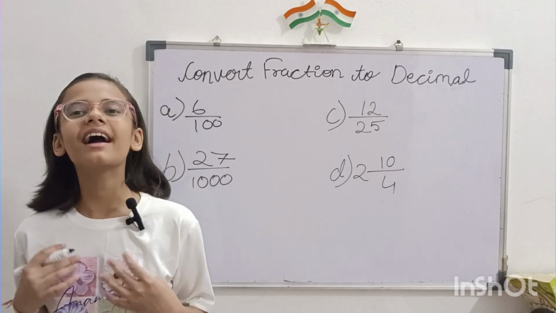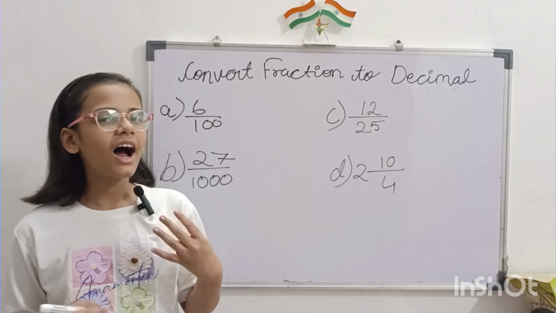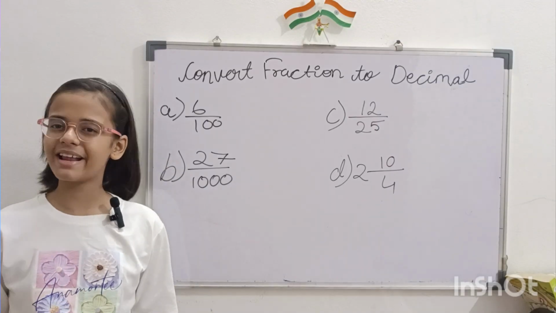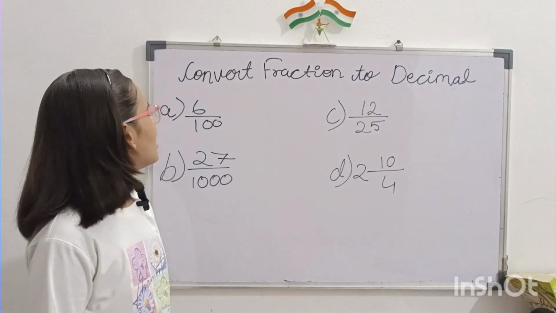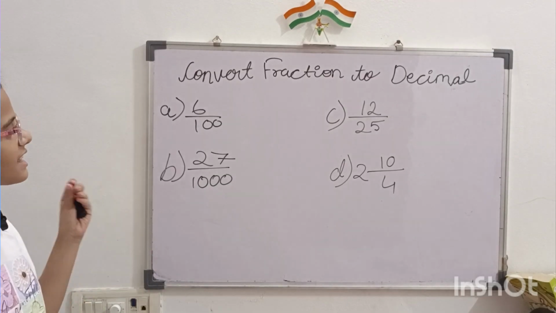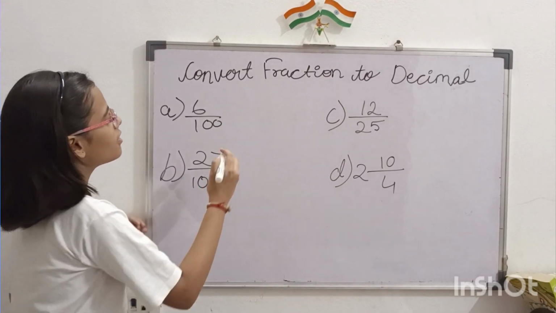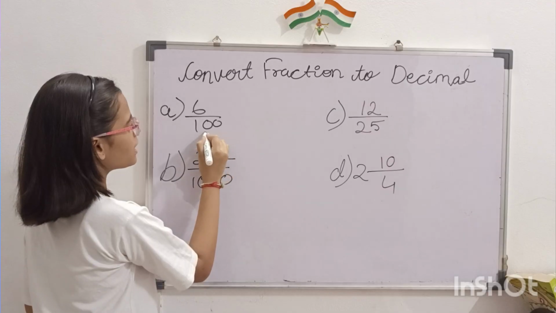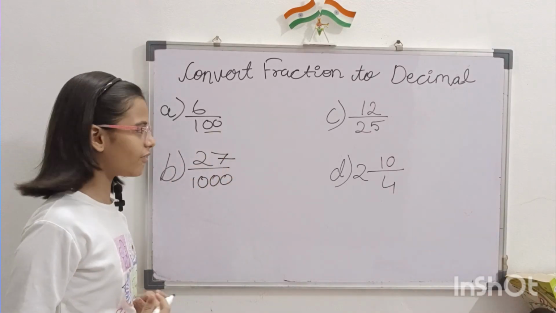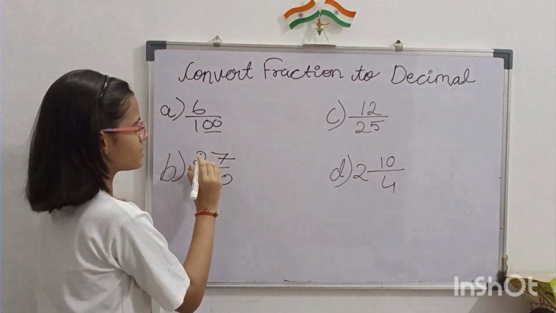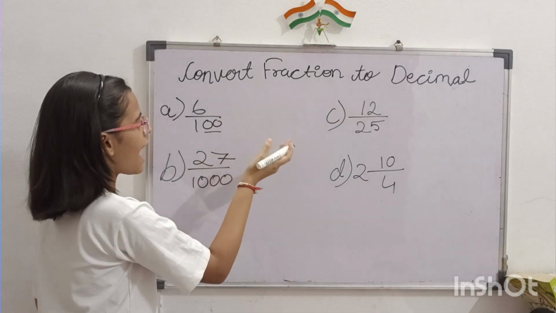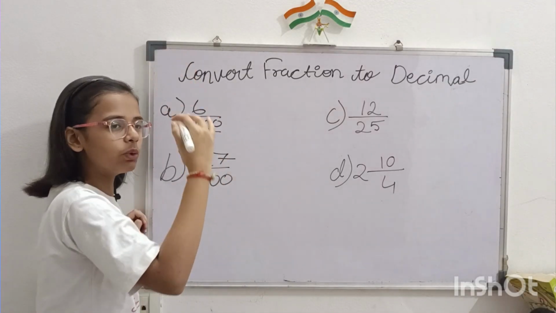This is Navika Pathak and today we are going to learn how to convert a fraction to a decimal. So let's start. Our first fraction is 6 by 100. First we have to see how many zeros our denominator has. It has 2 zeros. So what we are going to do is add a decimal point after 2 digits.